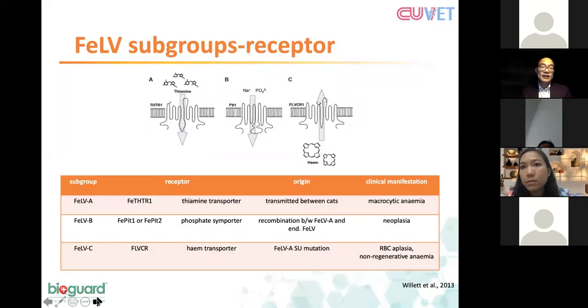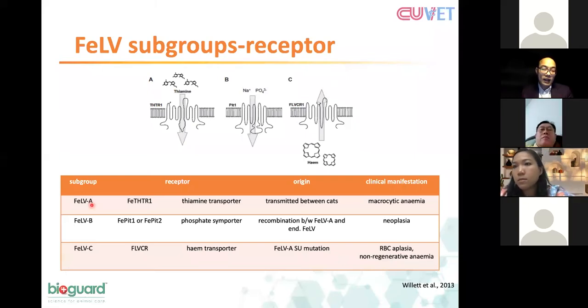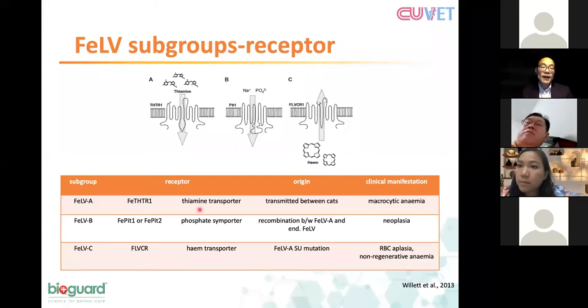As I mentioned in the last slide, we can divide FeLV into three subgroups according to the receptor the FeLV uses. FeLV-A, the major exogenous FeLV that transmits amongst cats, uses this receptor called thiamine transporter, which is expressed in several tissues of the cat. And that's why FeLV has a very broad tissue tropism and can infect several tissues at the same time.